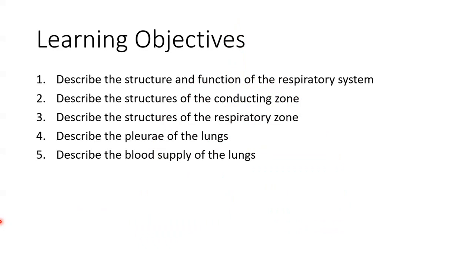So, 5 learning objectives to cover for the anatomy of the respiratory system. First, to discuss the structure and the general functions of the respiratory system. To describe the structures that make up the conducting zone and then the respiratory zone. To describe the pleura, which are the membranes that surround the lungs. And finally, to describe the blood supply of the lungs, remembering that one of the primary functions of the respiratory system is to participate in gas exchange between the environment and our blood and body tissues.